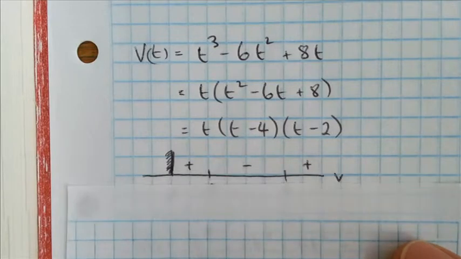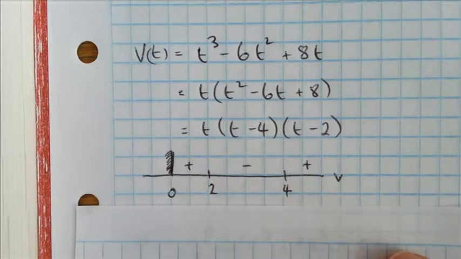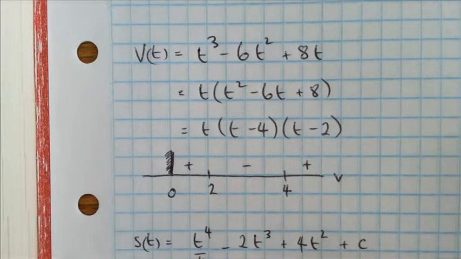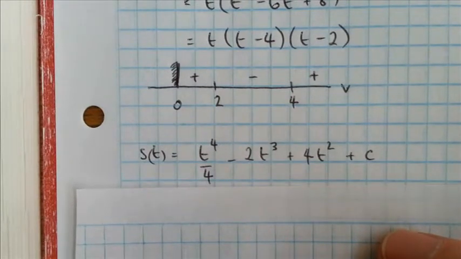So we end up with a sign diagram that shows us at t equals 0, 2 and 4 we have the particle stopping and changing direction. Now, to work out the distance travelled, we'd need to integrate velocity in order to get our displacement function, which is what we have here.